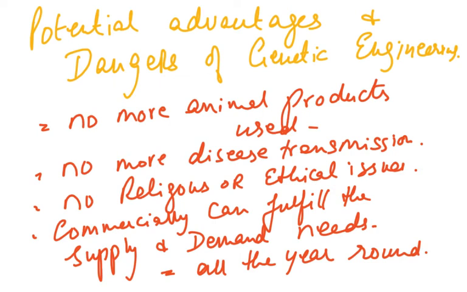Then there are no religious or ethical issues in this genetic engineering. Bacteria are not haram or halal, anything. Then commercially we can fulfill the supply and demand needs. It's just grown in fermenters, and whatever the need is, we can always increase the supply or decrease the supply as the need decreases. And of course we can produce it all year round. All we need is a lab where we have these genetically engineered bacteria, and we just keep them there and they produce insulin for us.